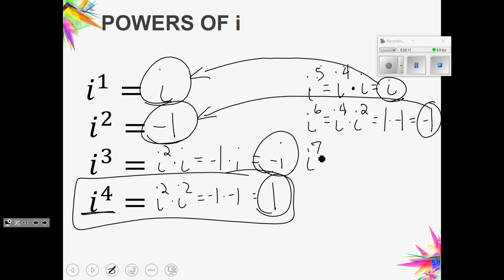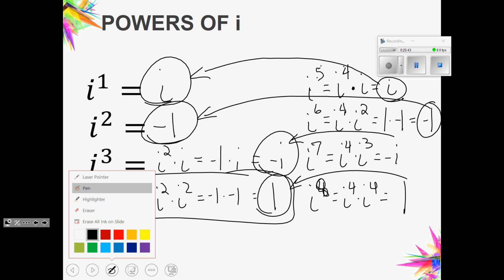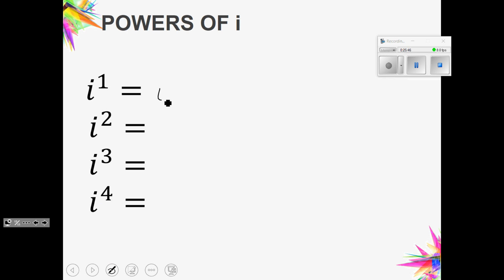We know i to the 7th is going to be i to the 4th times i cubed. i to the 4th is equal to 1, and i cubed is equal to negative i. So again, it repeats itself. i to the 8th is going to be i to the 4th times i to the 4th, and that's 1 times 1, which is 1. It just keeps repeating itself all over. So let me show you a little bit more. We know this is i, this is negative 1, this is negative i, that's 1.